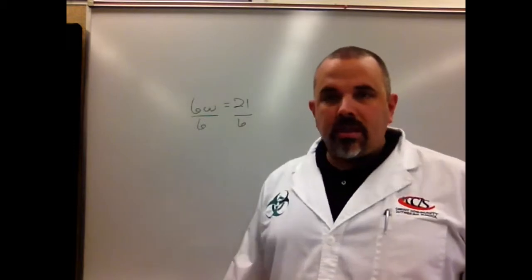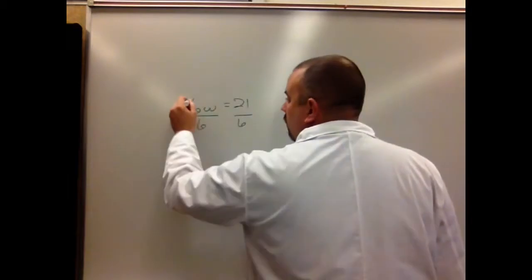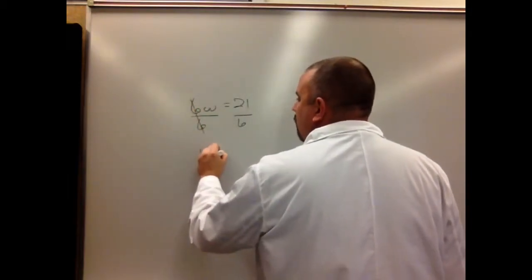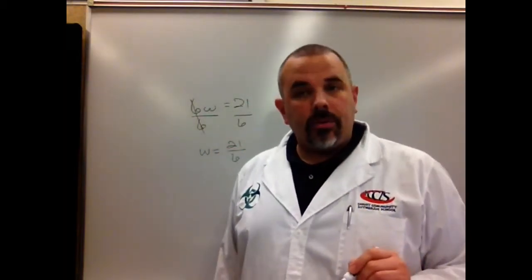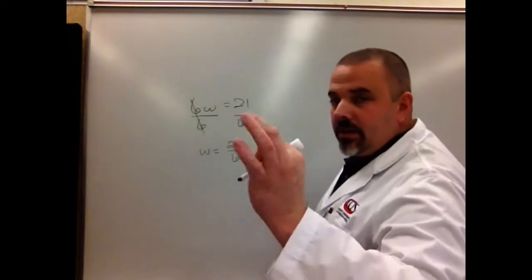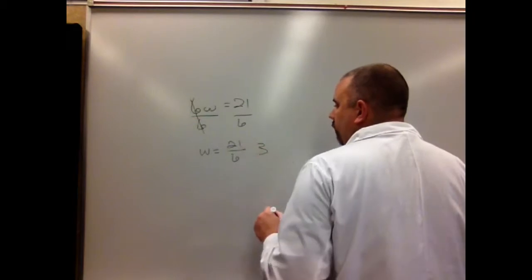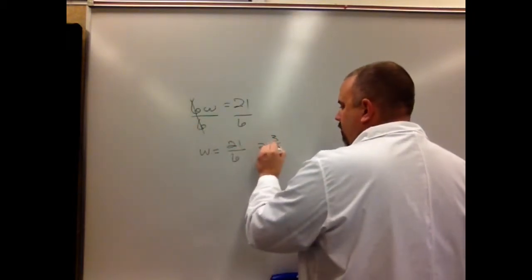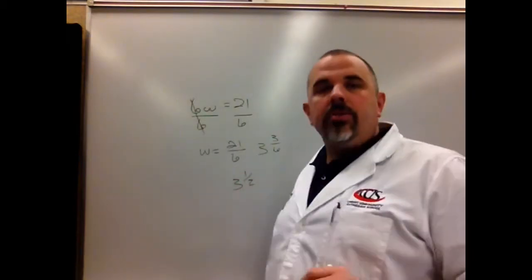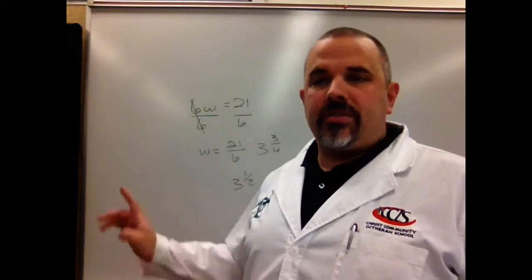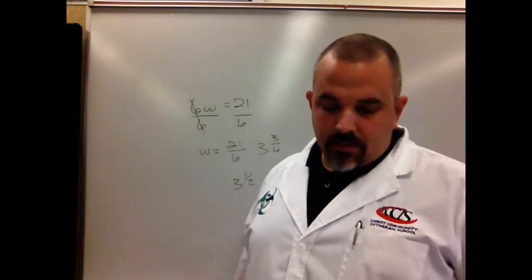So you have 6W over 6 is equal to 21 over 6. Guess what this does? This crosses out our 6's. So now we have W is equal to 21 over 6. In this case, we need to do a little bit of reduction. How many 6's go into 21? Well, the answer there, of course, is 3. 3 times 6 is 18, which gives us 3 over 6, which of course is reducible to 3 1/2. And what you can do is you can actually plug that back into the equation of 6 times 3 1/2, and that equals 21. Let's look at letter B.